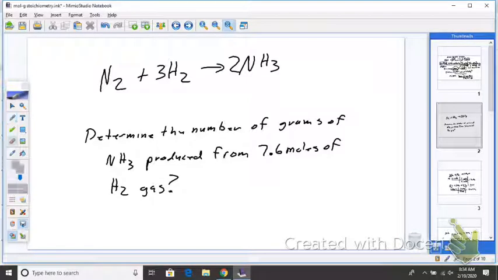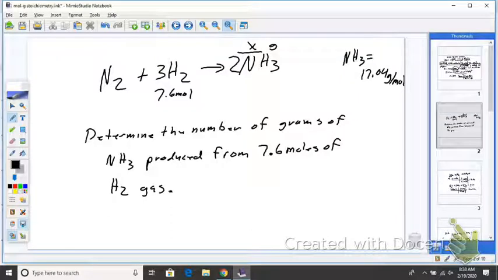Okay? So, I'm going to have you do that problem, and you can use the setup on the other one I did as a guide. Okay? So, we're starting out with 7.6 moles of hydrogen. And we're trying to get to grams of ammonia. So go ahead and do that.